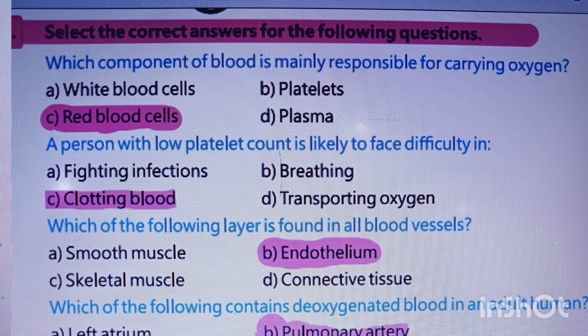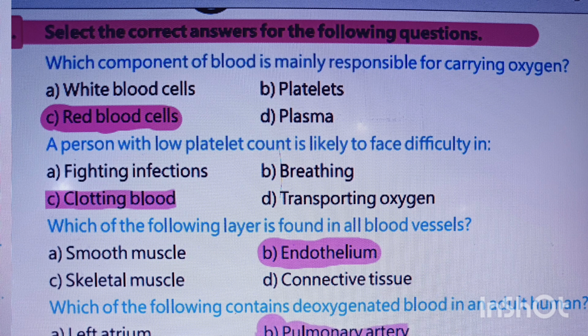The first one is, which component of blood is mainly responsible for carrying oxygen? Which blood component is responsible for carrying oxygen? That is option number C, red blood cells. So, the correct answer for this is red blood cells.